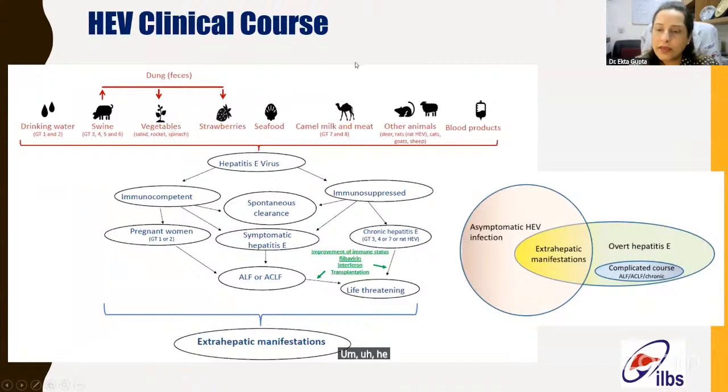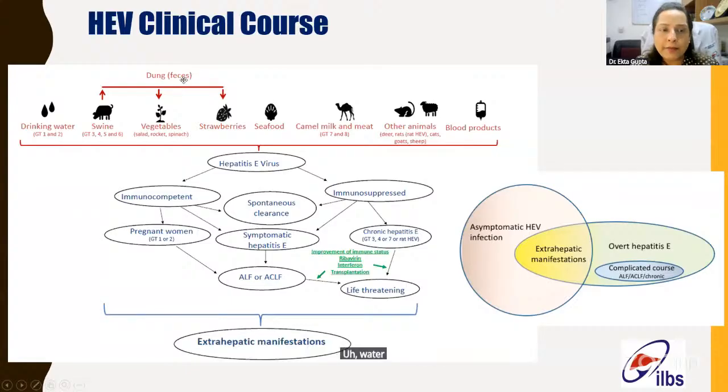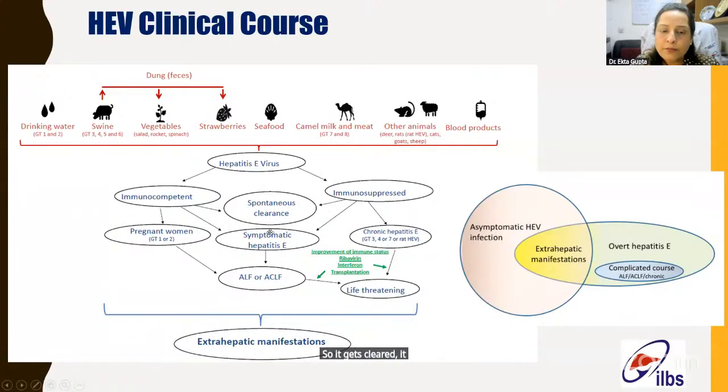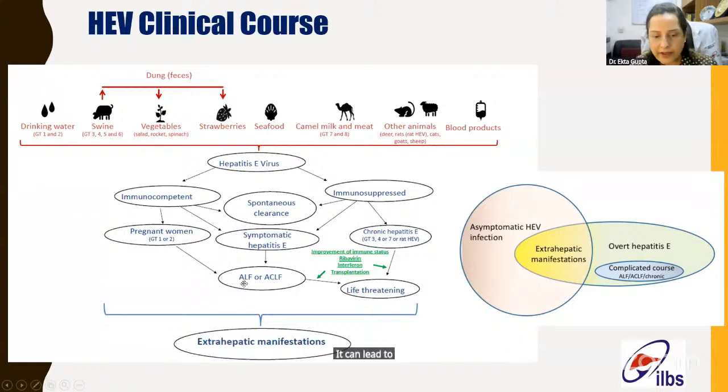Now E and A are the ones which are through fecal-oral transmission, means when the water or food gets contaminated, you acquire hepatitis E. In a normal person, it normally causes acute sporadic viral hepatitis, like normal viral hepatitis by E. So it gets cleared. It may cause symptomatic infection, but especially in certain groups like pregnant females, it can lead to fulminant hepatic failure, ALF or ACLF, because of the hormones in pregnancy, which enhance the replication of the virus.